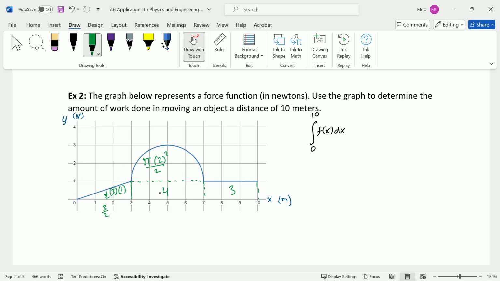So altogether that's 7 plus 3/2 plus 4 pi over 2, which is 2 pi. And I'll just write that as 8.5 plus 2 pi. And again, we were working in newton meters, so that's joules.